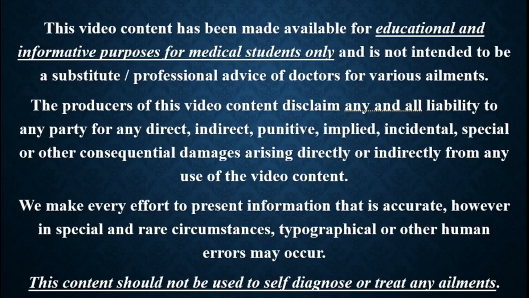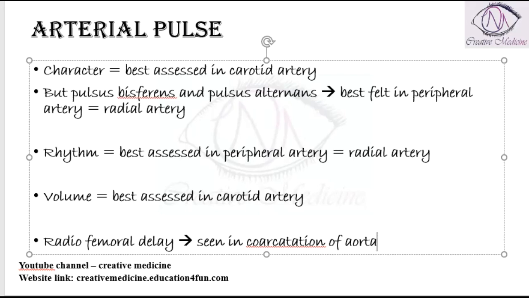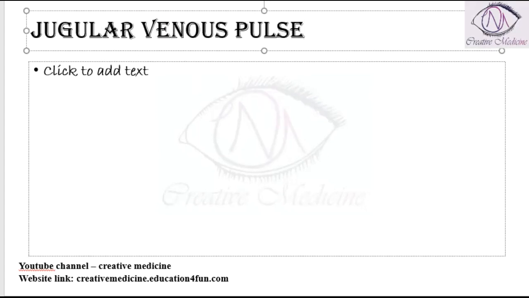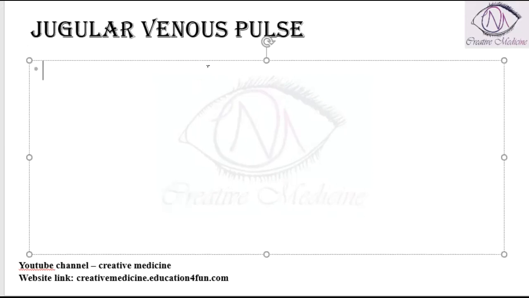In this lecture, we will learn about jugular venous pulse. Normal jugular venous pulse height is around 6 to 8 centimeters of blood.